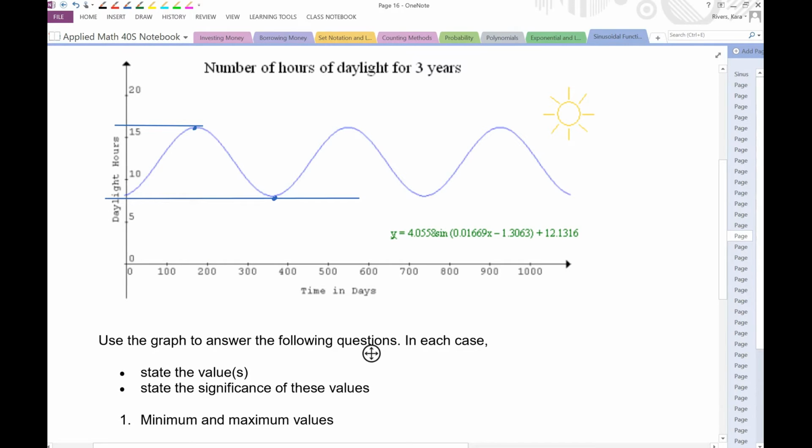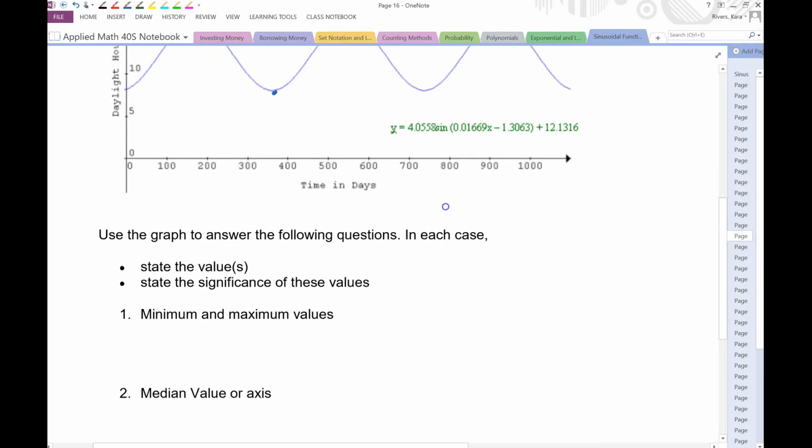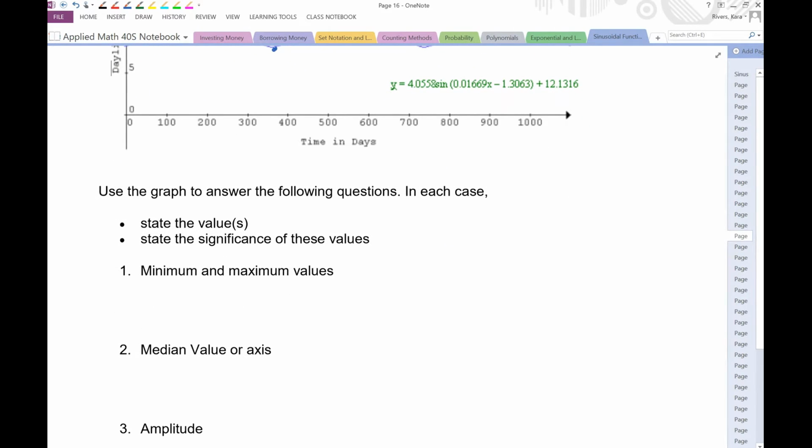I'm going to erase those lines because I'm going to need that room for some other stuff. So minimum is 8 hours and maximum is 16 hours. But again, they don't want to just know what those values are, but they want to know what they mean.